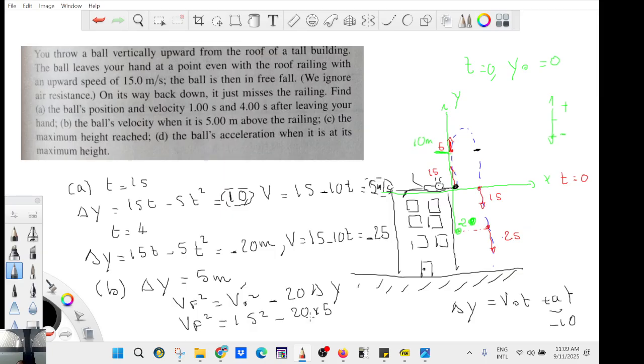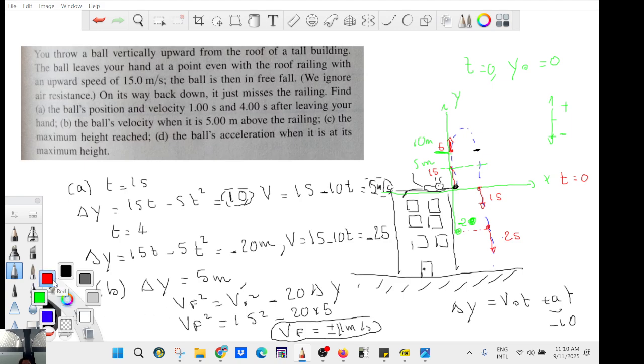Yes, 11 something, right? Let's say 11. Just 11 or plus or minus 11? Good. So why do we have two solutions? Let's find out if it makes sense. When it's 5 meters above, so we are here, right? That will be 5 meters above. And that will be 11s, not 1.